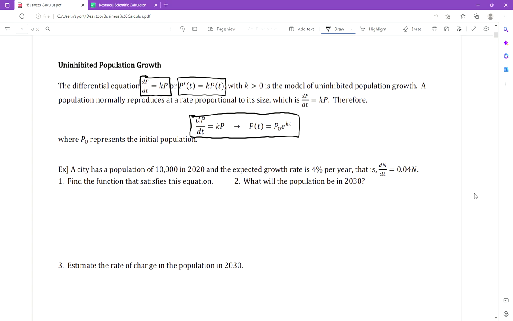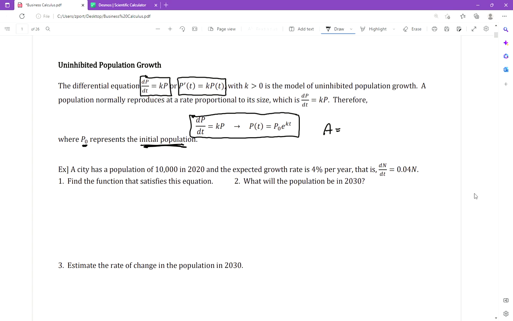And when we have this derivative equal to kp, we can instantly convert it to a full function, so not a derivative, an original function, where we have this exponential form. Where p naught, they call that knot, like K-N-O-T, like a shoelace knot, represents the initial population.